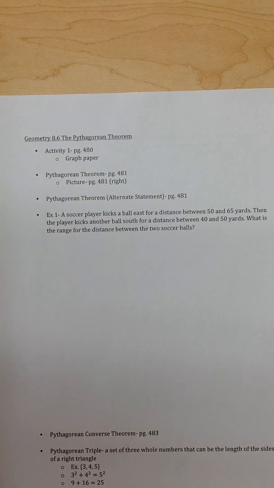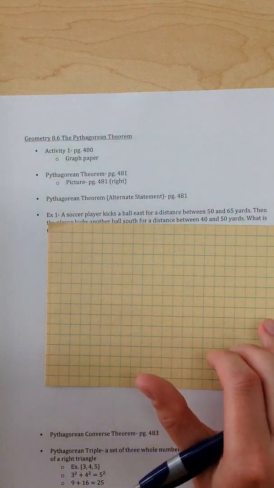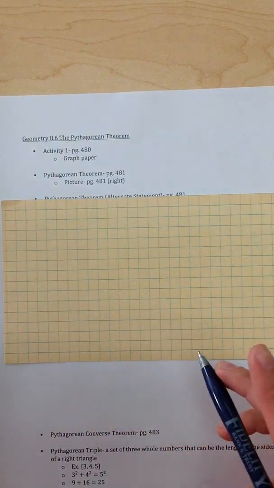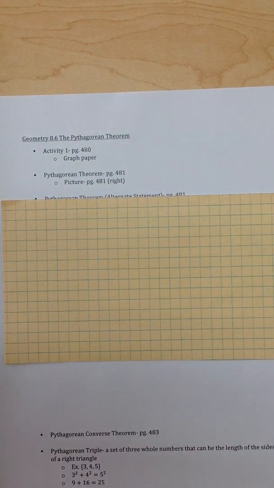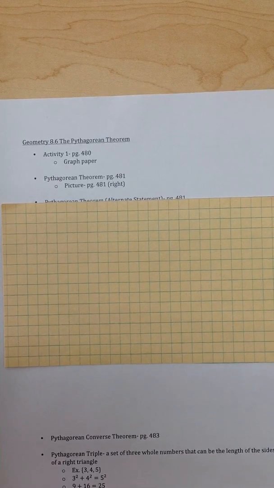This is section 8.6, the Pythagorean theorem. Okay, so the first thing that we're going to do is activity 1 on page 480, and we're going to do it on graph paper instead of using a ruler and a compass like they say. I think it's easier just to do it on graph paper. So we're going to do that here.